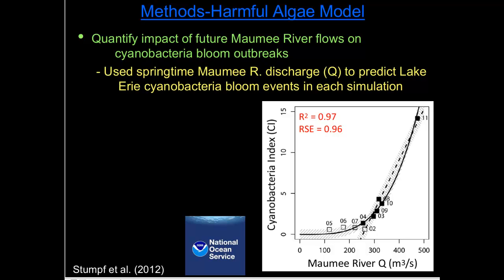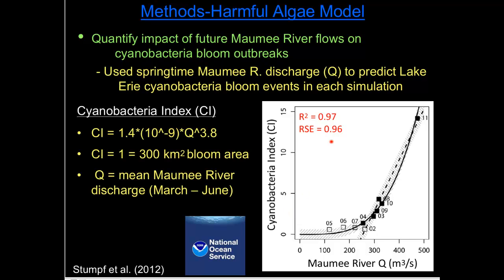On the bottom of this graph is the Maumee River flow, and this is Maumee River flow in the spring. And then on the vertical axis is the cyanobacterial index, ranging from 10 to 15. And you can see it has a very high R squared. Here's the exact equation that was used.